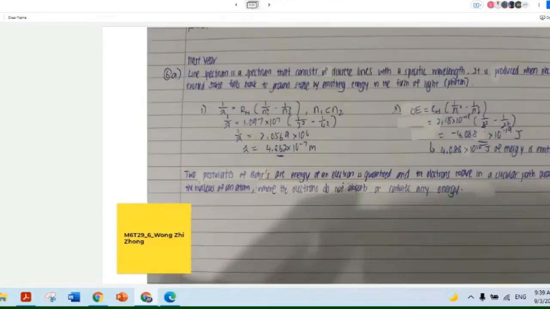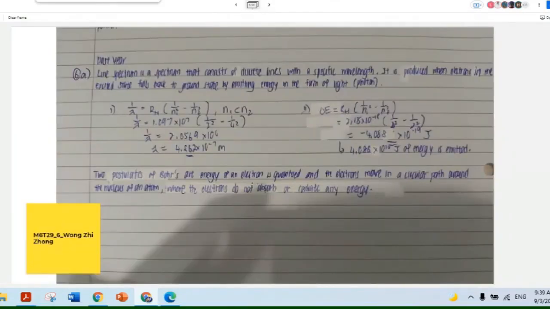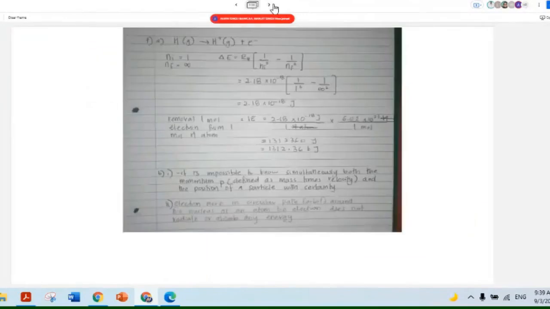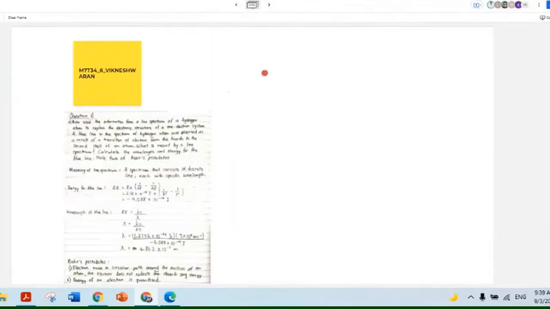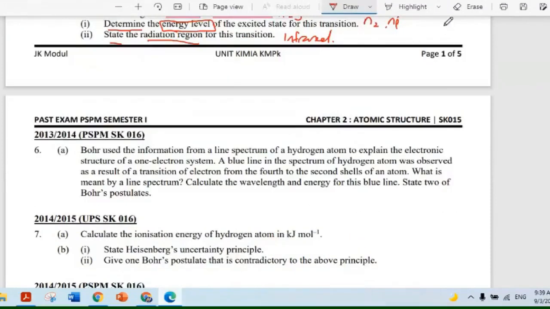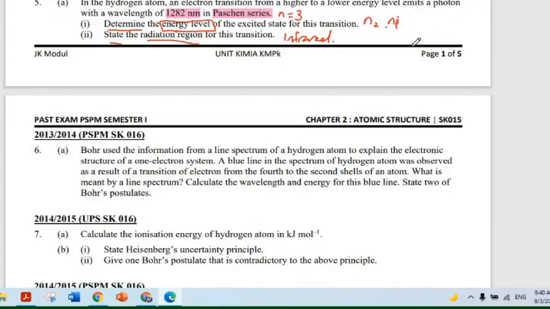Thank you, Satya. Thank you, Anwar. So question 6 is Wong and Vicky. Vicky first. Vicky. Question number 6. Okay. What is the important point from this question? Key point, keywords. Line spectrum of a hydrogen atom. Then?